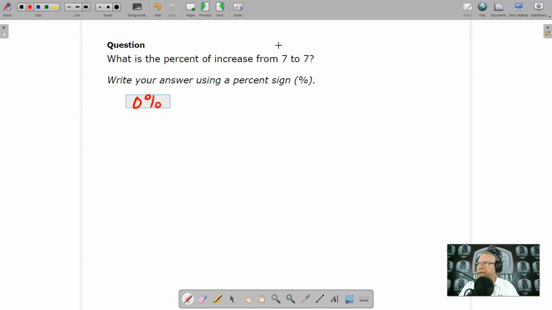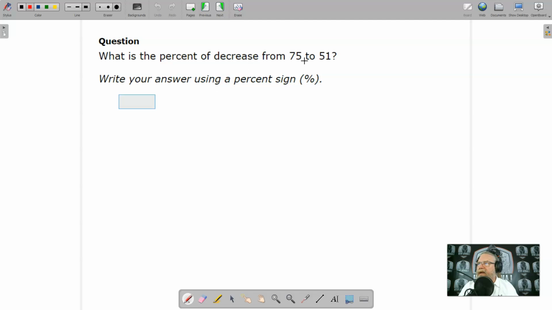Now, if we go ahead and put that in, if we call this the original amount and this the new amount, absolute value of 7 minus 7 over the original value of 7. 7 minus 7 is 0. The absolute value of 0 is 0. And 0 divided by anything is 0. So this would be 0%.